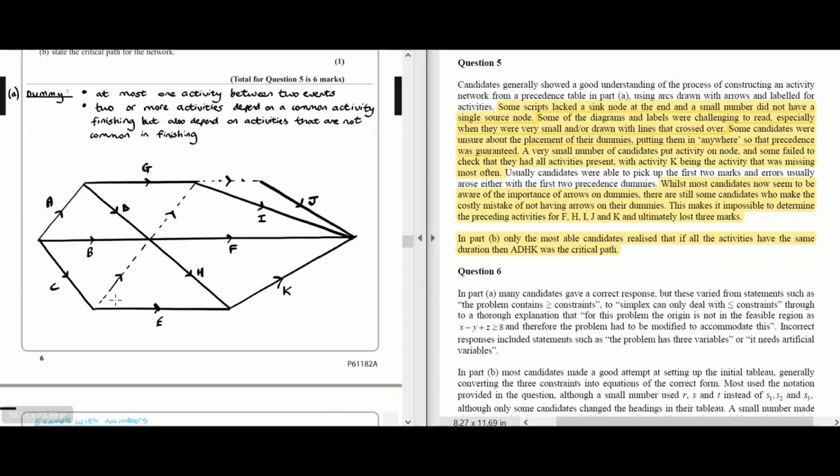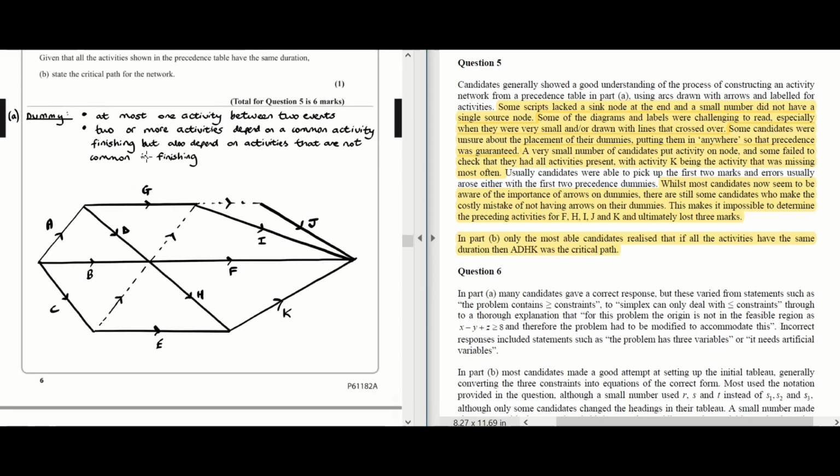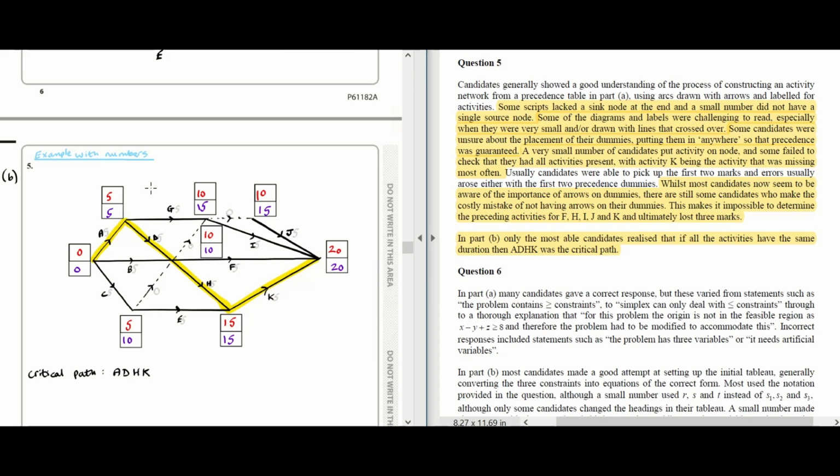For part B, where we were given that all activities have the same duration and we had to find the critical path, very few candidates failed to give the correct answer. I'd say if you put an example with numbers, that makes life a bit easier for yourself, and then you can quite easily spot the critical path.